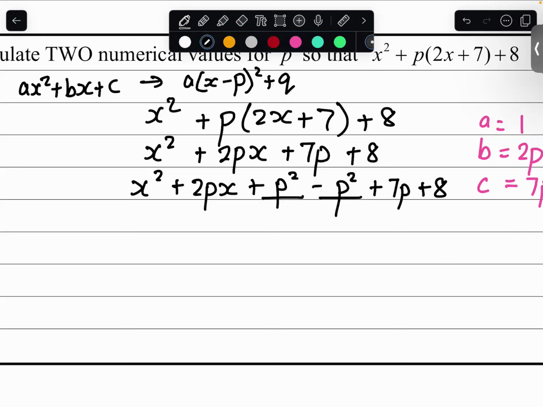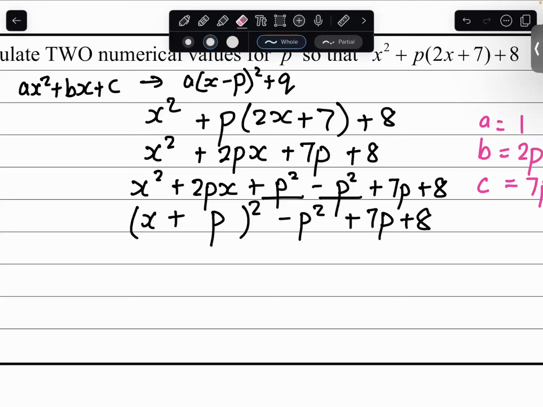At this point, these first three terms become a perfect square trinomial. So it gives me a bracket raised to the power 2. How do I fill in the bracket? You go square root of the first, sign of the middle, square root of the last. So square root of the first is x, sign of the middle is plus, square root of the last is p. And the remaining thing is minus p² plus 7p plus 8.